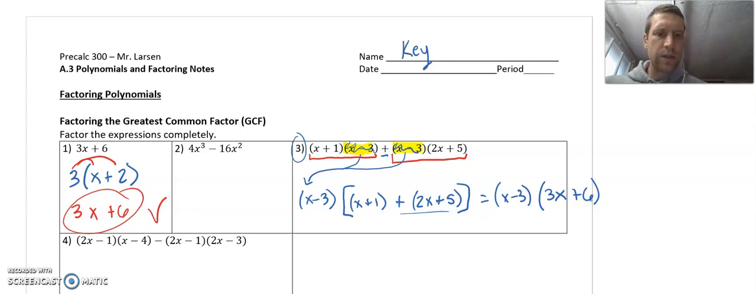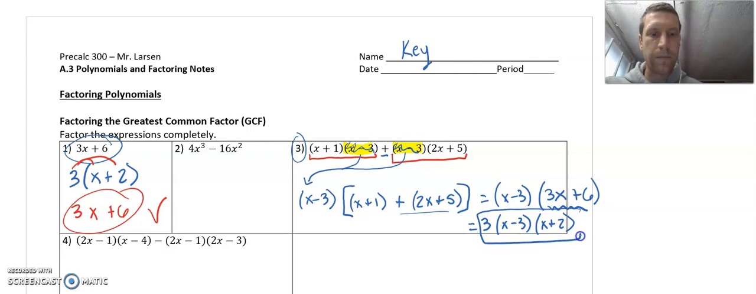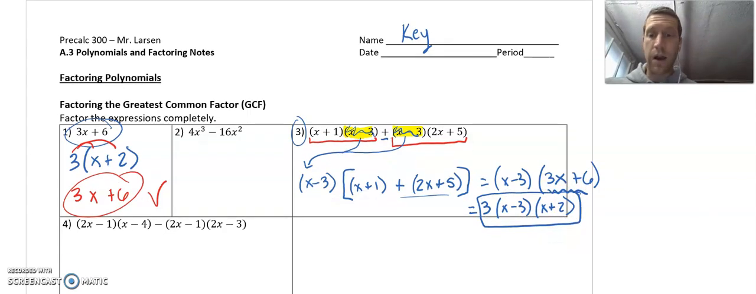So this is almost all the way simplified. Just note that once you clean up the brackets, you might have a common factor like I do with 3x plus 6. We'll notice that's actually the same problem as what I started with over on the first one. So I can pull out a 3 from that, and then I have 3 times x minus 3 times x plus 2. Okay, so that's a fun one. Number 4, you guys can try. It's similar to the one that we just did.